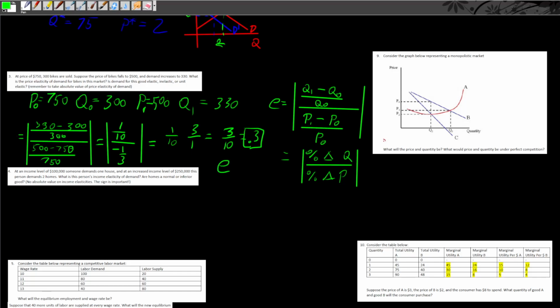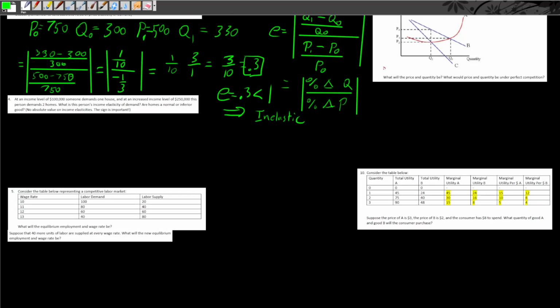And so since this elasticity is equal to 0.3, which is less than 1, then we know that demand for bikes, in this market at least, is inelastic. So that means that whenever the price changes by 1%, people change their consumption behavior by less than 1%. Let's move on to another elasticity question.